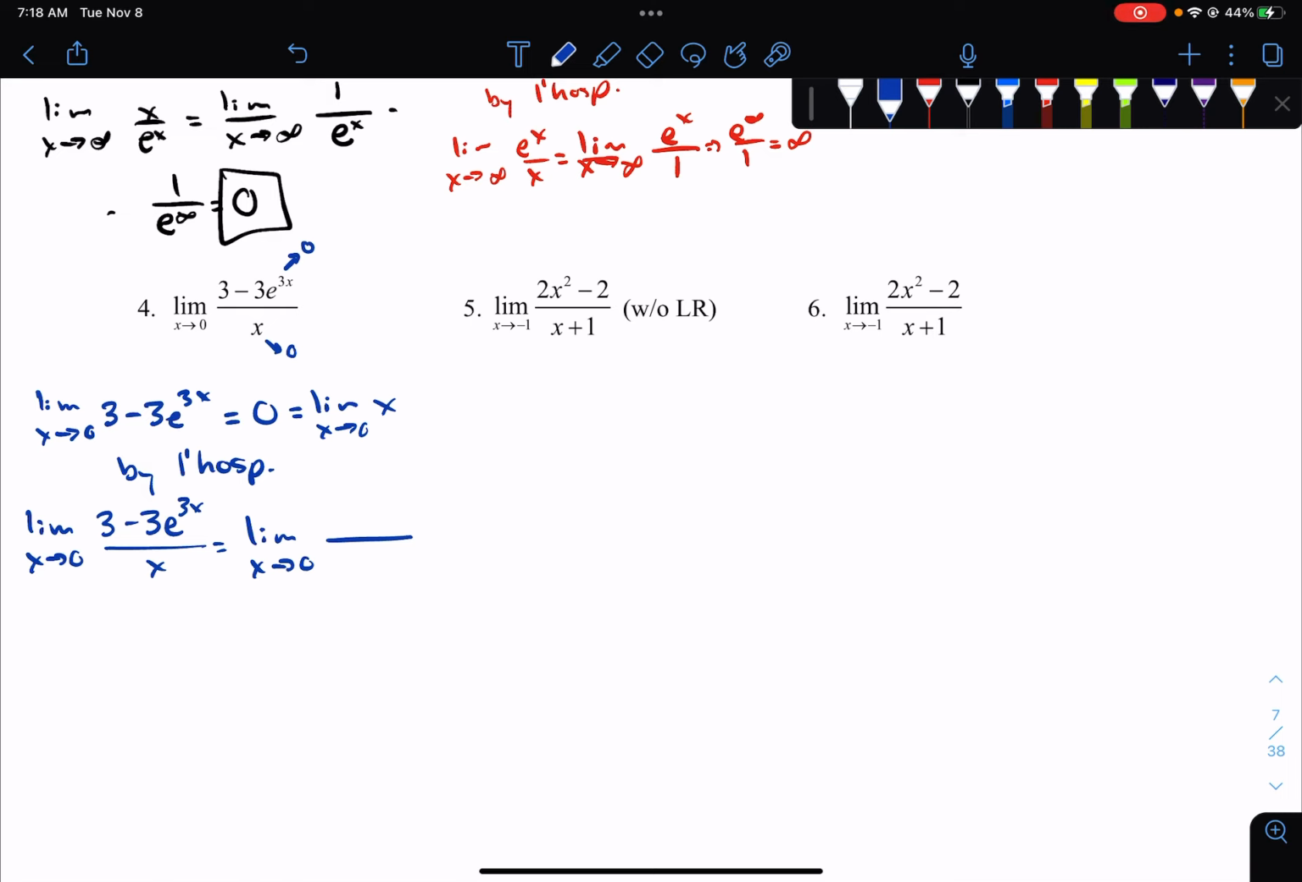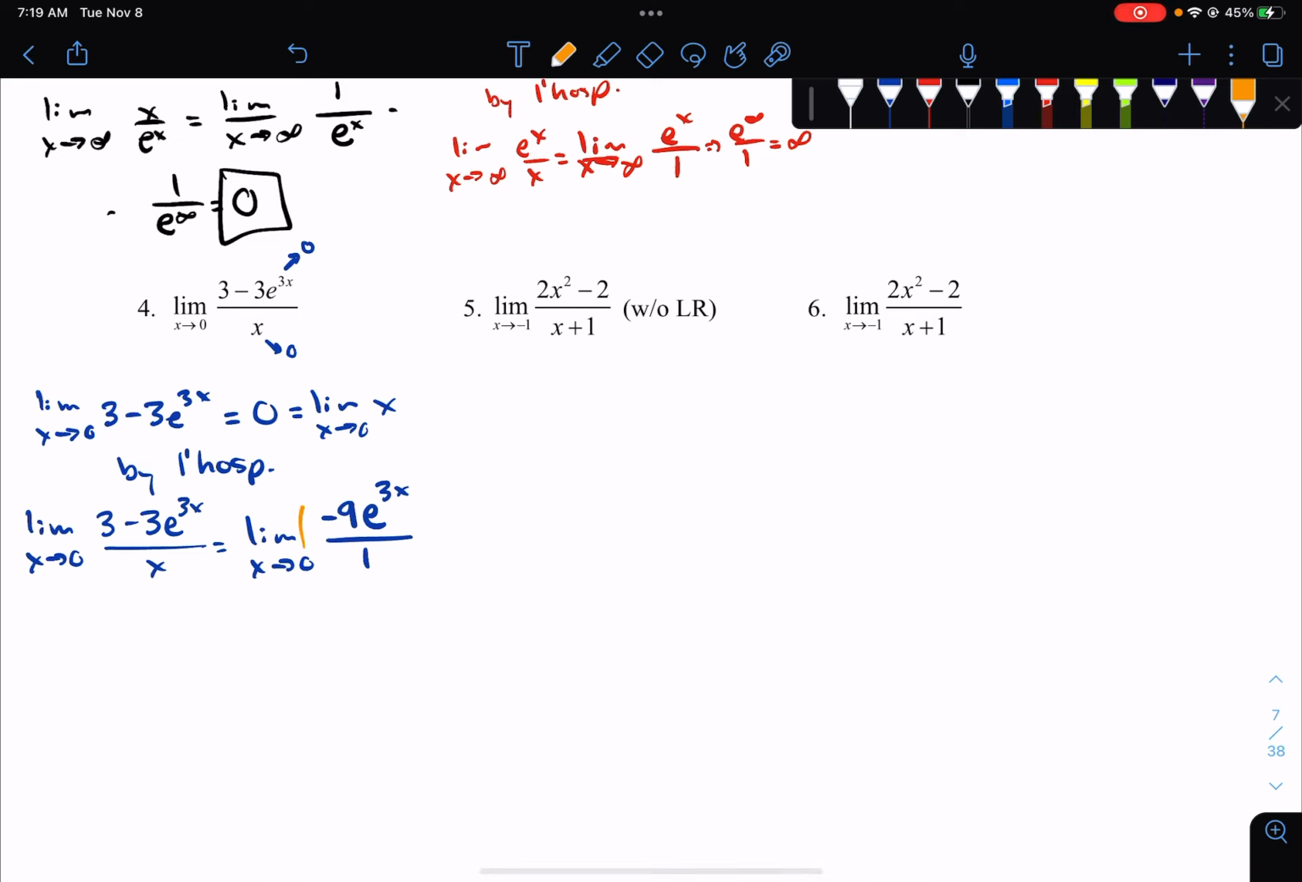So the derivative of the top, the 3 goes to 0. Negative 3e to the 3x becomes negative 9e to the 3x, right? Because I have to drop the 3 when I do my u prime. Yep, that looks good to me. The derivative of the bottom is just 1. Okay, now I can just plug 0 right in because I don't have anything else going on the bottom.